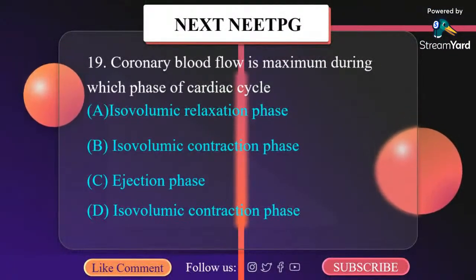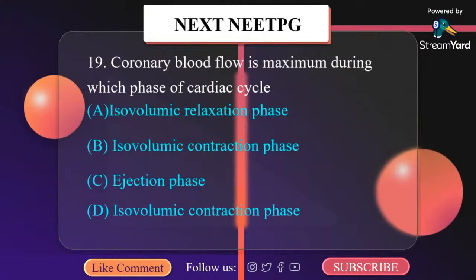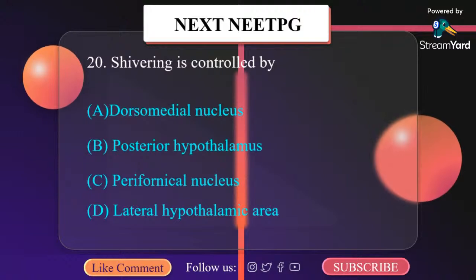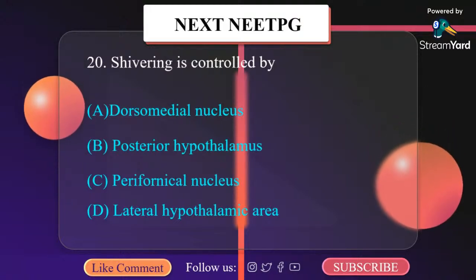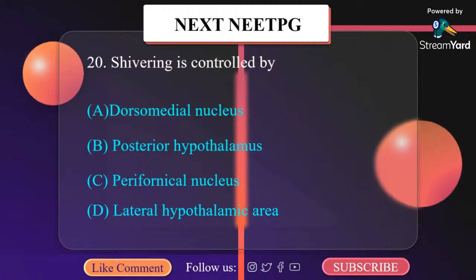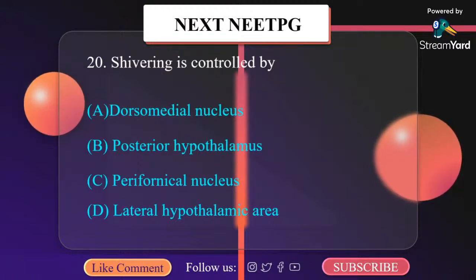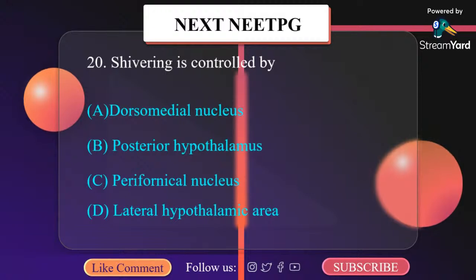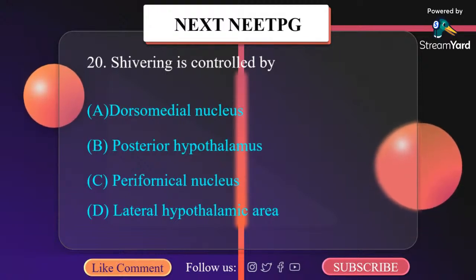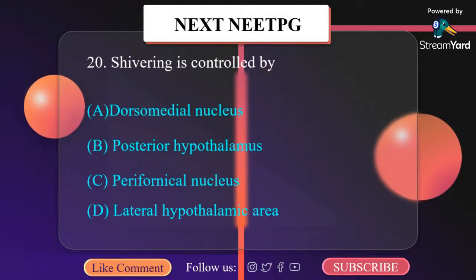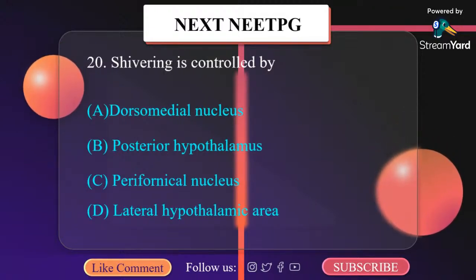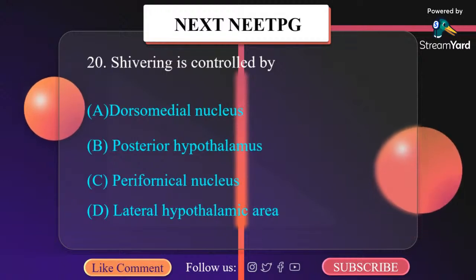Coronary blood flow is maximum during which phase of cardiac cycle? It is during the isovolumetric relaxation phase. Shivering is controlled by the posterior hypothalamus. Shivering, shuddering, it is a bodily function response to early hypothermia in warm-blooded animals. When the core body temperature drops, the shivering reflex is triggered to maintain homeostasis. Muscle groups around the vital organ begin to shake in small movements in an attempt to create warmth by expending energy.